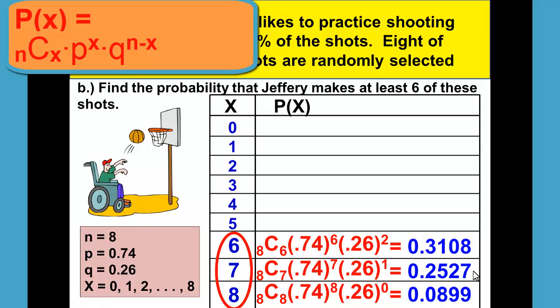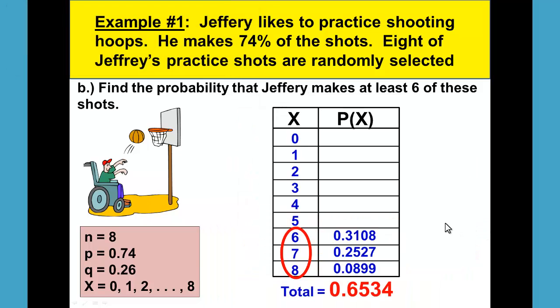Since we're looking for 6 or 7 or 8 as being our X, we would add those probabilities together. And when we add those probabilities together, we get a total of 0.6534. And that will be our answer.